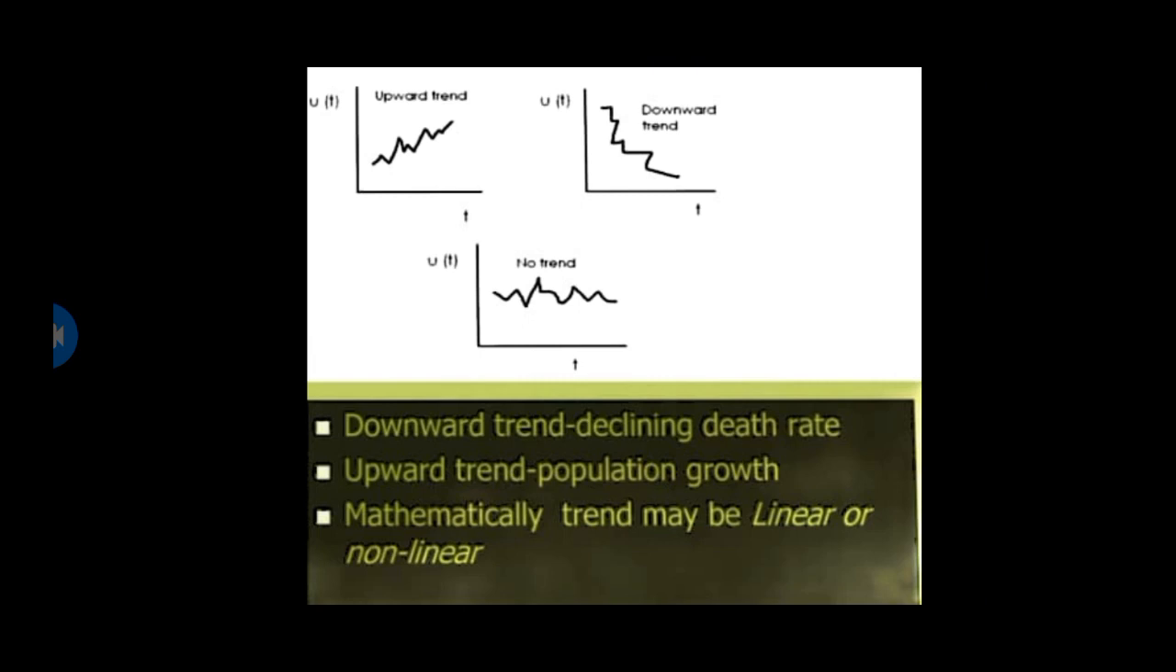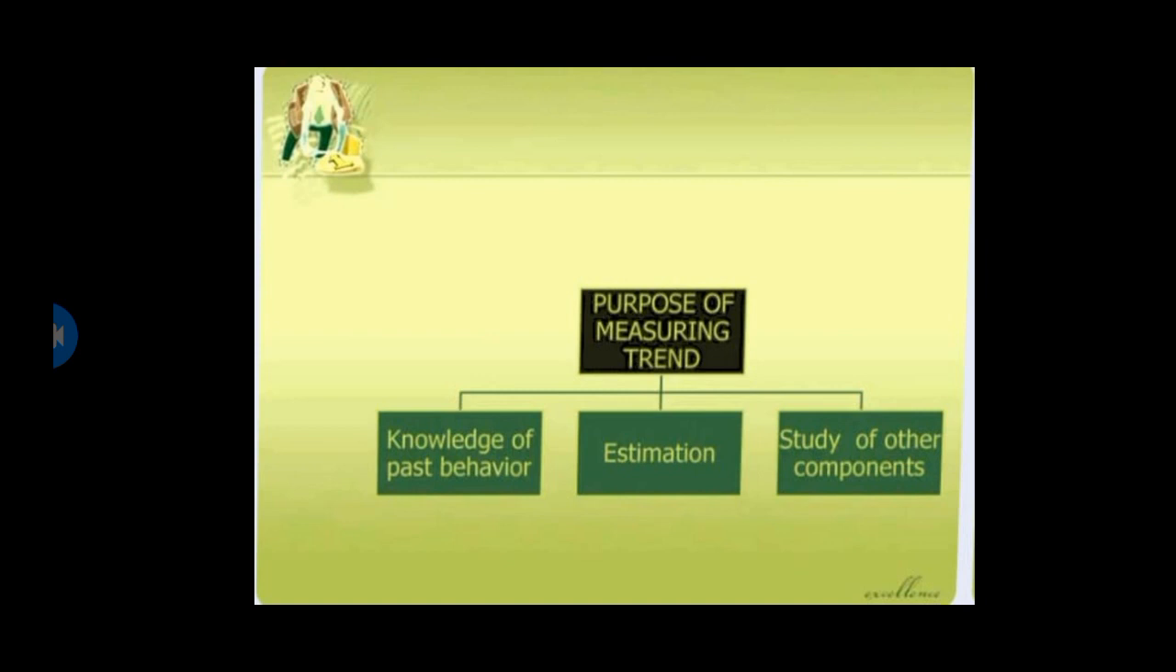These are the graphs of upward trend, downward trend, and no trend. Downward trend: declining death rate. Upward trend: population growth. Mathematically, trend may be linear or non-linear. Purpose of measuring trend: knowledge of past behavior and estimation and study of other components.